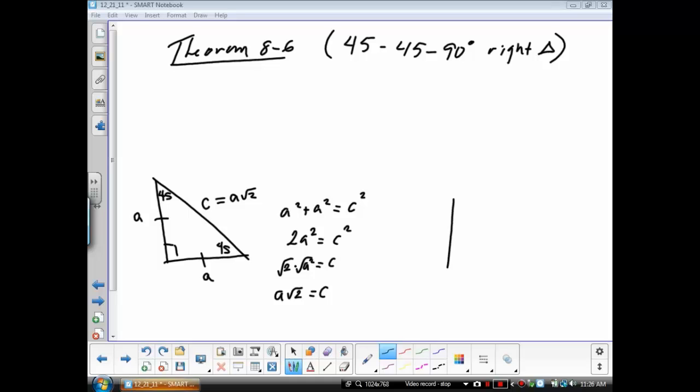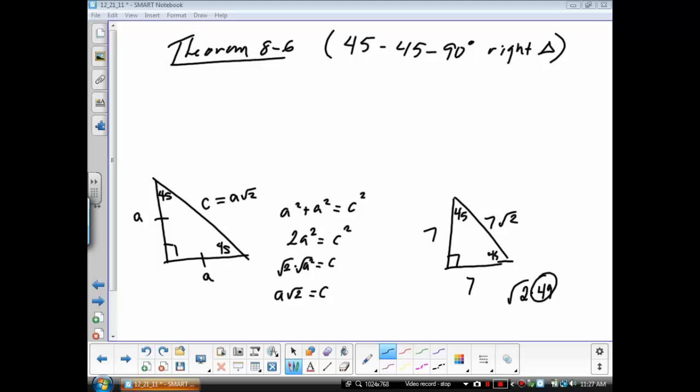Which means, if I have a right triangle with 45-degree angles, and I know that this side length is 7, what will this side length be? 7. So the legs are always equal. And what will the hypotenuse be? 7 times the square root of 2. You can prove it to yourself if you want to. 7 squared plus 7 squared is 49 plus 49. When you add them, you get 2 times 49, right? And then you take a square root. The square root of this piece will be the 7, and you'll be left with the square root of 2. So you get 7 root 2.